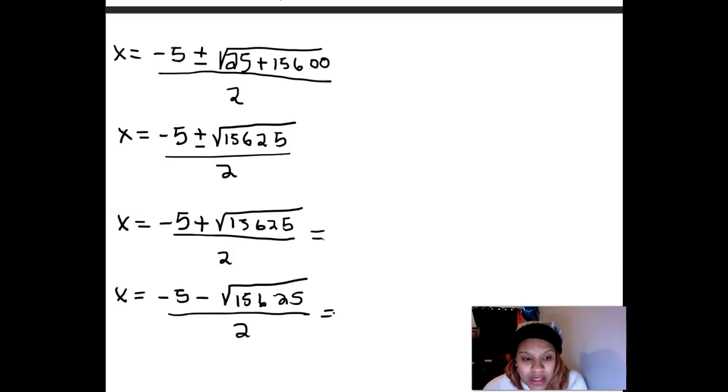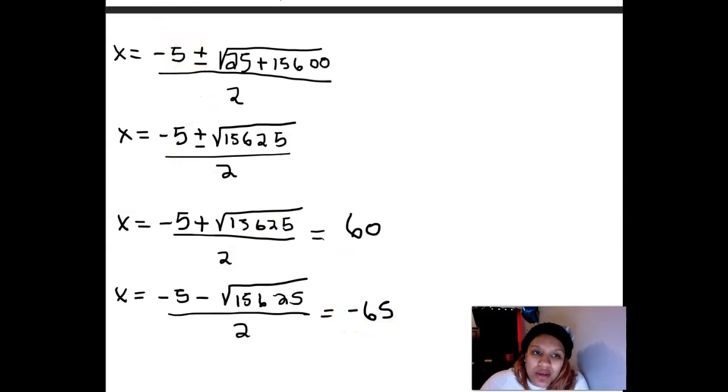All right, so I'm doing negative 5 plus the square root of 15,625. And then I'm going to take that and divide it by 2. That gives me a really nice number of 60. And then I'm going to do the same for the bottom one, and then I divide it by 2. And that gives me also a nice number of negative 65.